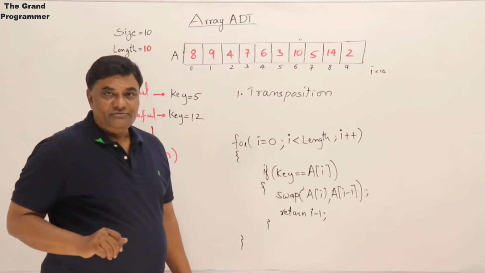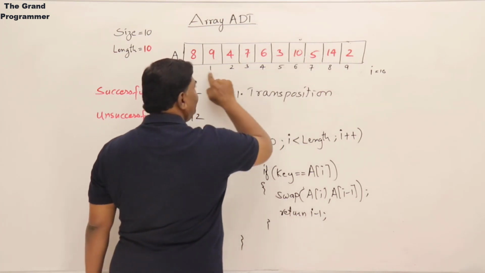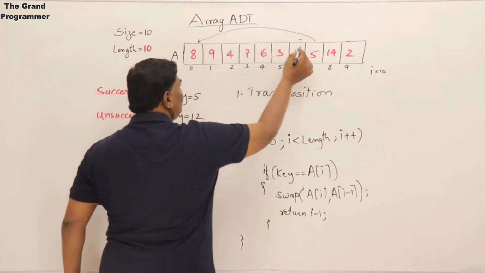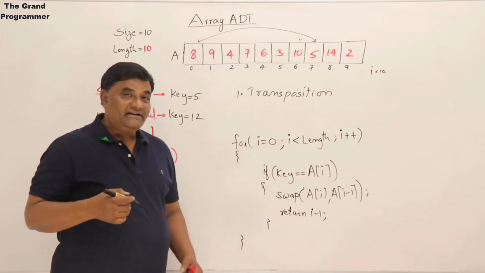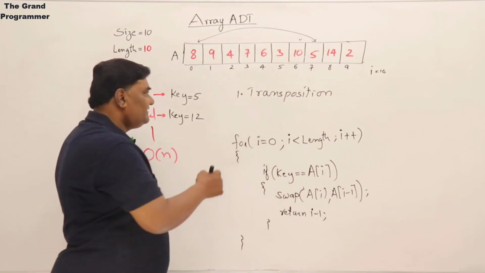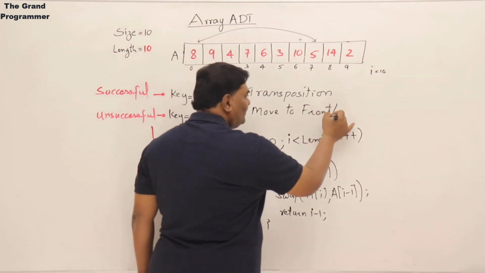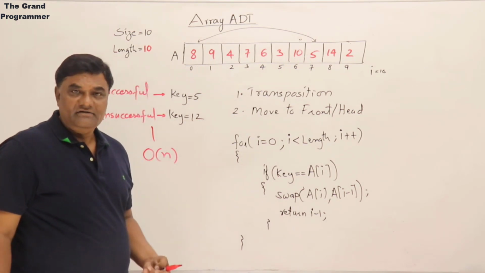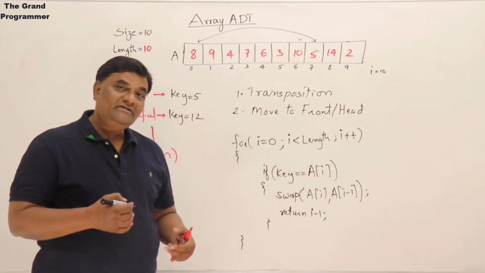Now I will show you the second method. If you are searching for a key element which is found here after performing 8 comparisons, then once it is found, you bring it to the beginning. Swap it with the first element. If you are swapping with the first element, the next time you search, it will be found in constant time. This method is called move to front, or move to head. Move to front or move to head. So this is another guideline for improving linear search.